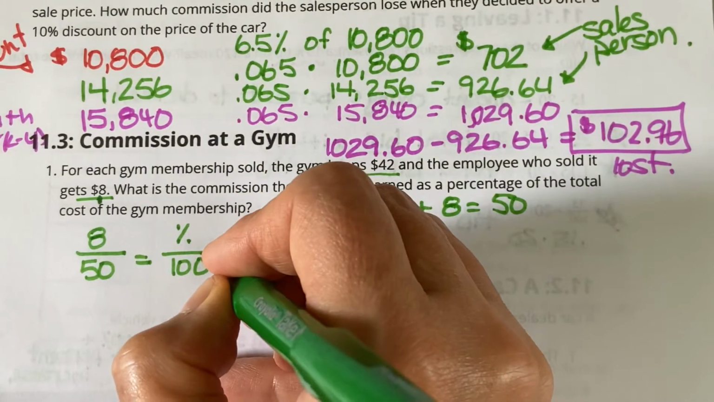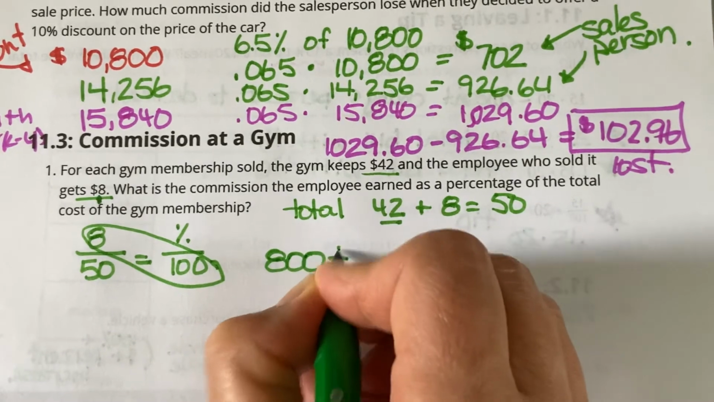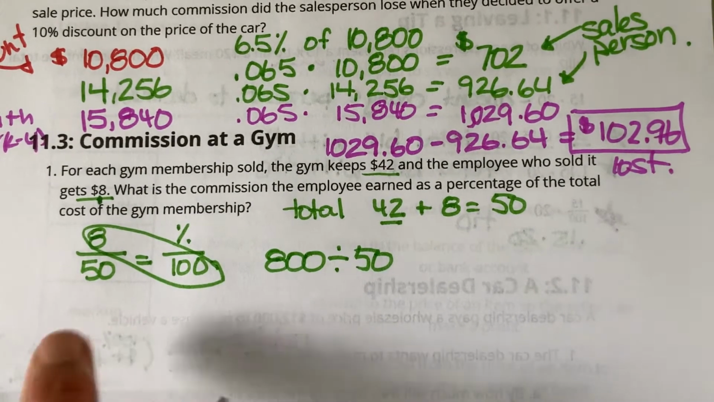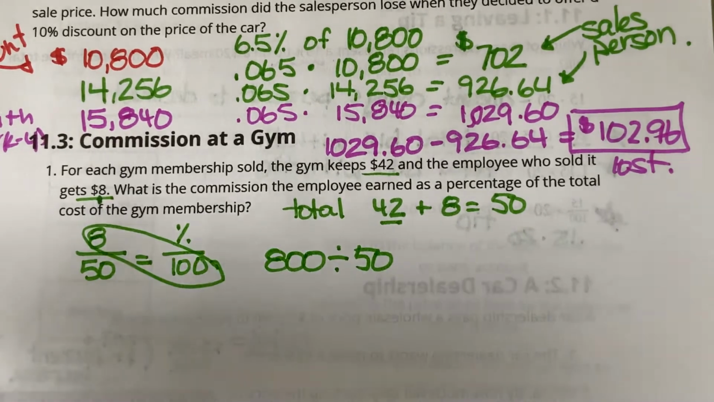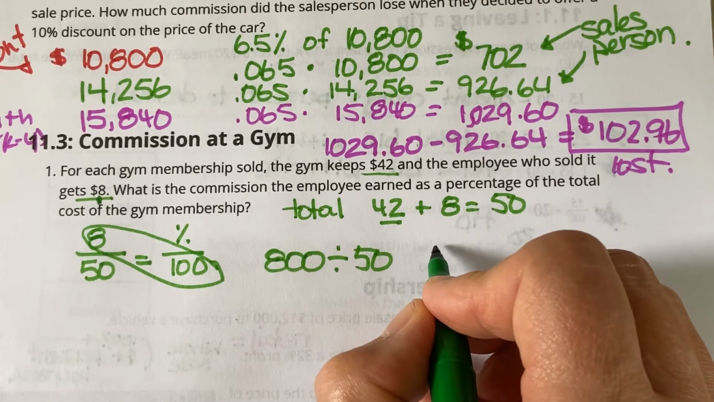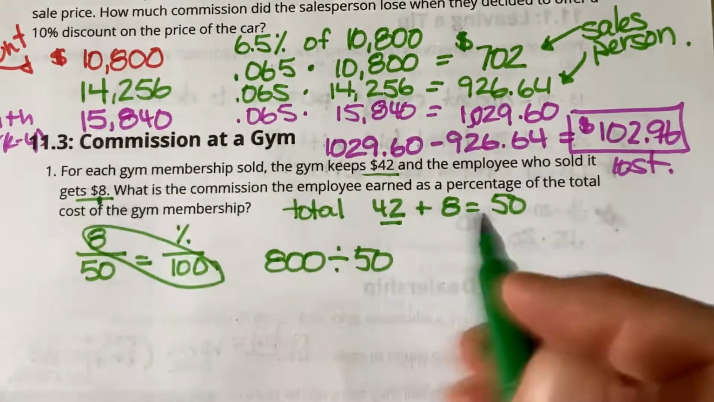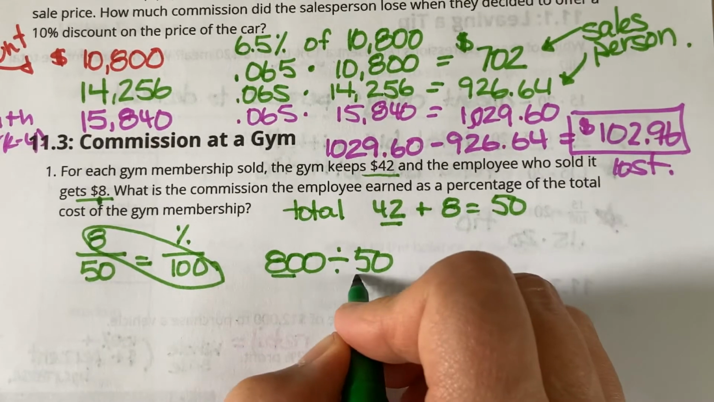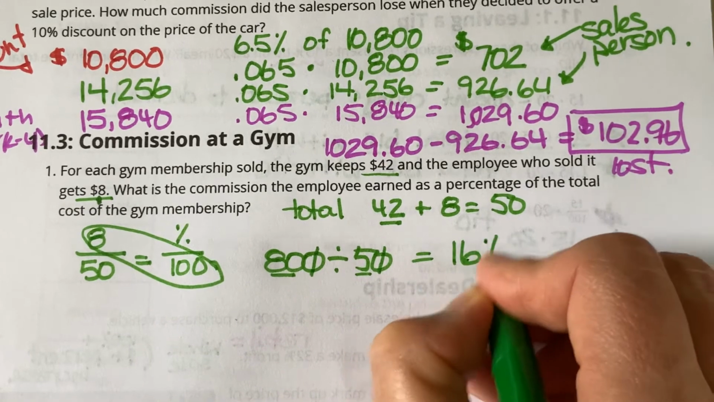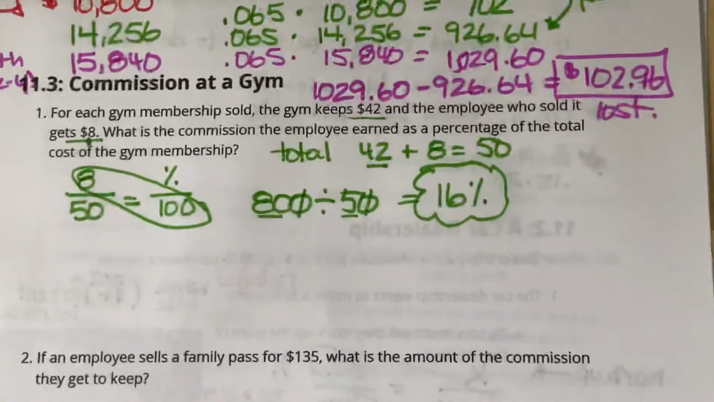So I would do 8 divided by 50 is equal to, sorry, I lost my train of thought. I hate when that happens. Well, 800 divided by 50, 80 divided by 5 is 16, so I can get rid of these zeros and I get 16%. So that's the commission he got.